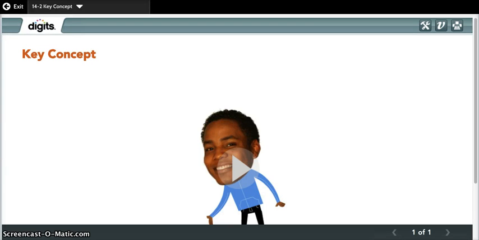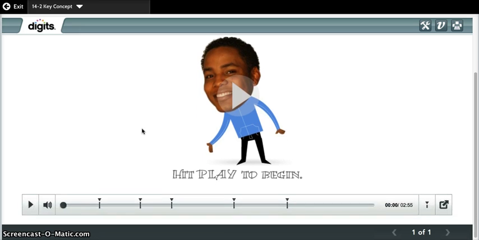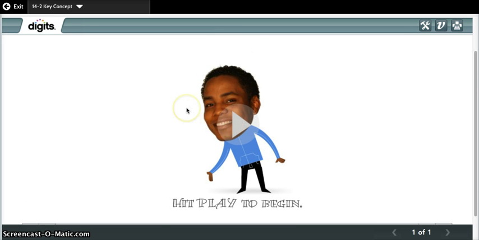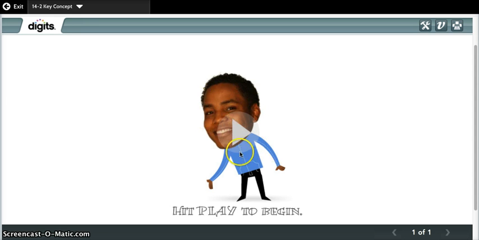Hi everyone and welcome to lesson 2 from topic 14. In lesson 1 we just did a very brief overview of how to read scatter plots. Today we're doing a dive on how to build scatter plots.